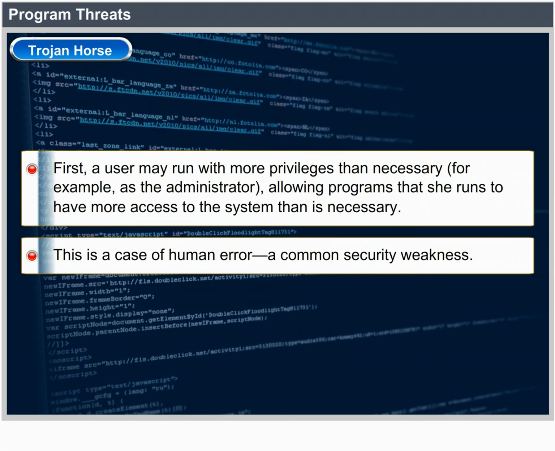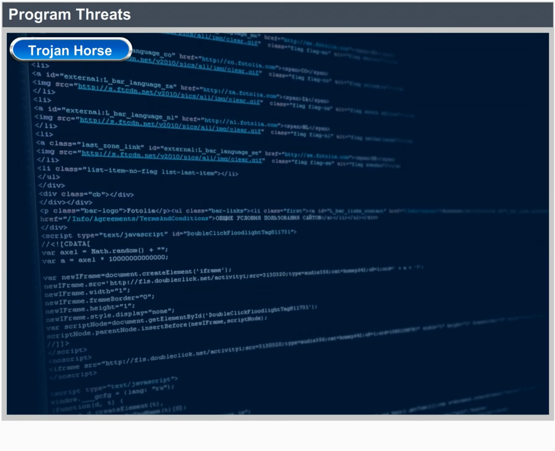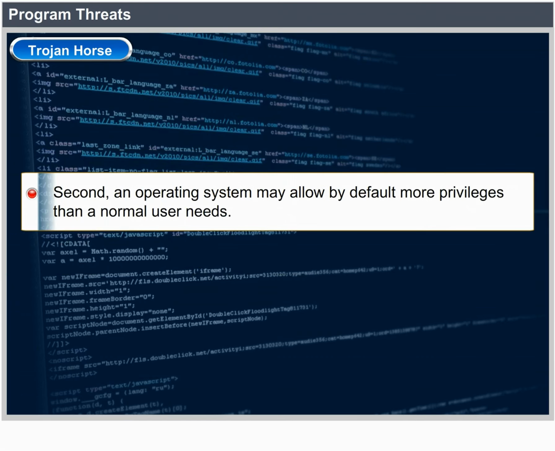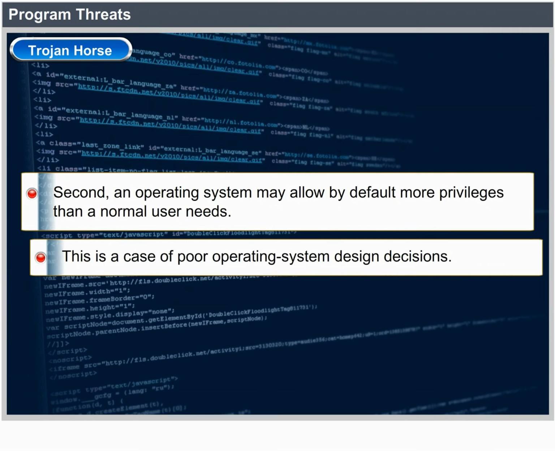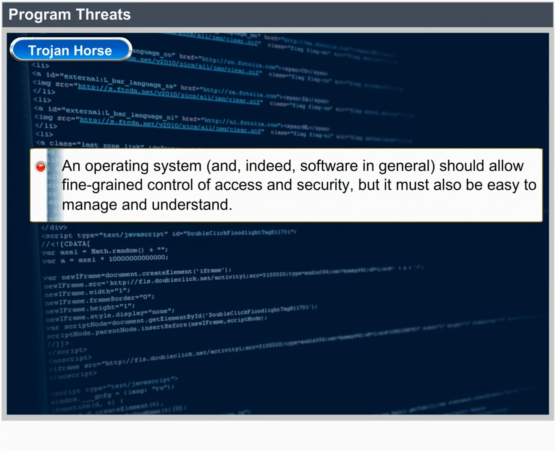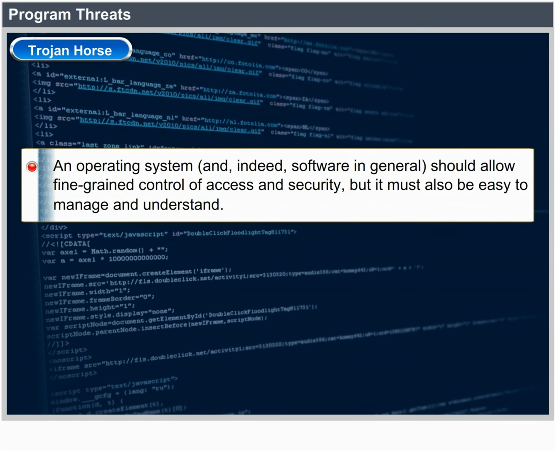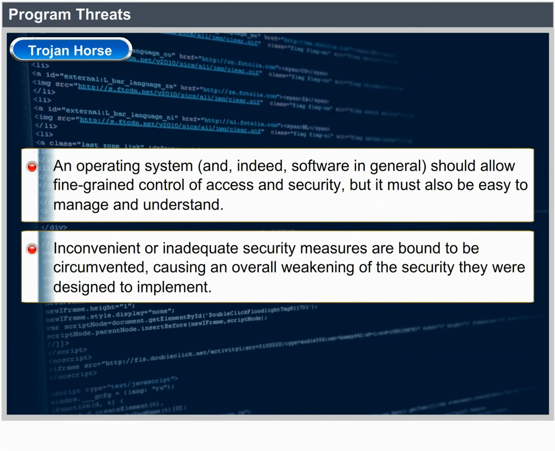Second, an operating system may allow by default more privileges than a normal user needs. This is a case of poor operating system design decisions. An operating system, and indeed software in general, should allow fine-grained control of access and security, but it must also be easy to manage and understand. Inconvenient or inadequate security measures are bound to be circumvented, causing an overall weakening of the security they were designed to implement.